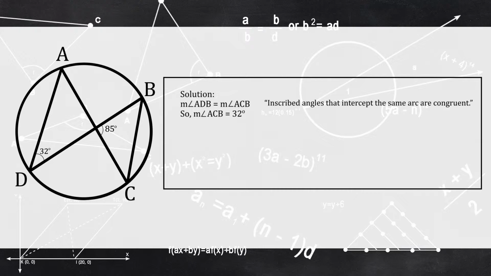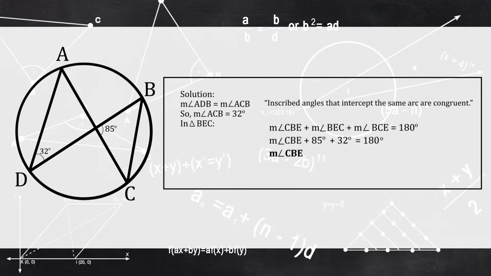So, in triangle BEC, we already know the measures of its two angles, BEC and BCE. To solve for its third angle, which is angle CBE, we can use the theorem: the sum of the interior angles of a triangle is 180 degrees. That is, measure of angle CBE plus 85 degrees plus 32 degrees is equal to 180 degrees. We obtain 63 degrees.